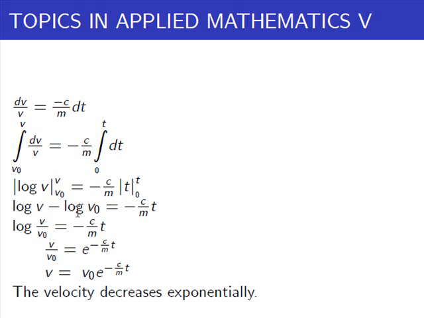Here again we use the rule of logarithm: log v over v naught is equal to minus c over m t. V over v naught is equal to e raised to power minus c over m t. We multiply this equation by v naught. V is equal to v naught e raised to power minus c by m t. The velocity decreases exponentially. Initial velocity is greater and the final velocity decreases in the exponential form.